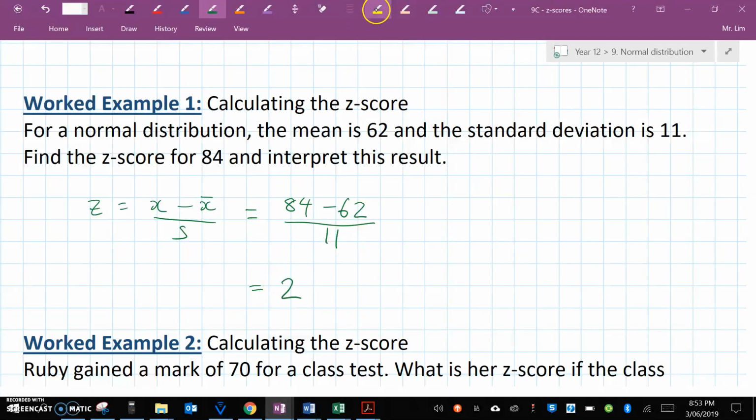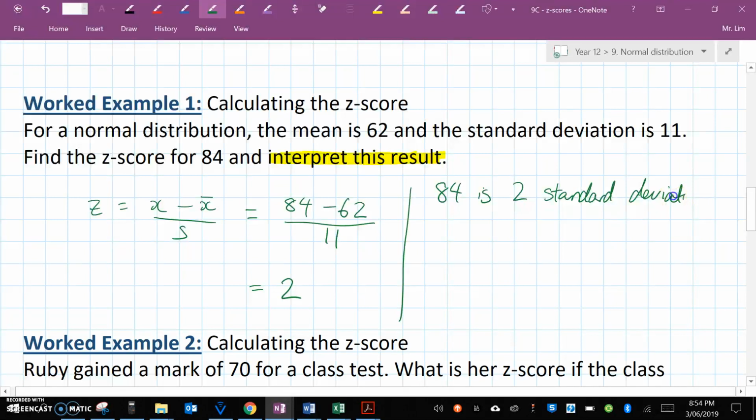So we found a z-score, but we still need to interpret this result. What does that mean? It means that 84 is 2 standard deviations above the mean. We know it's above because 2 is a positive number. Or if you think about it logically, 84 is more than 62. So you got an above average score.